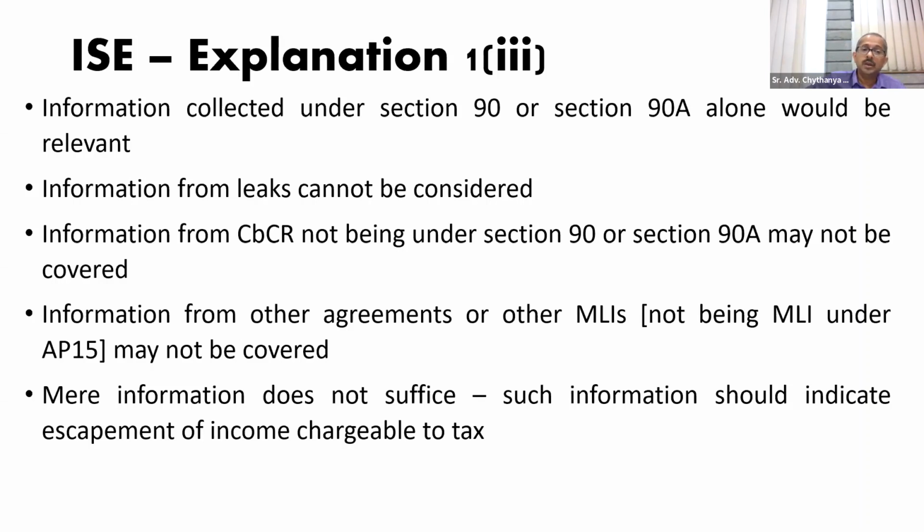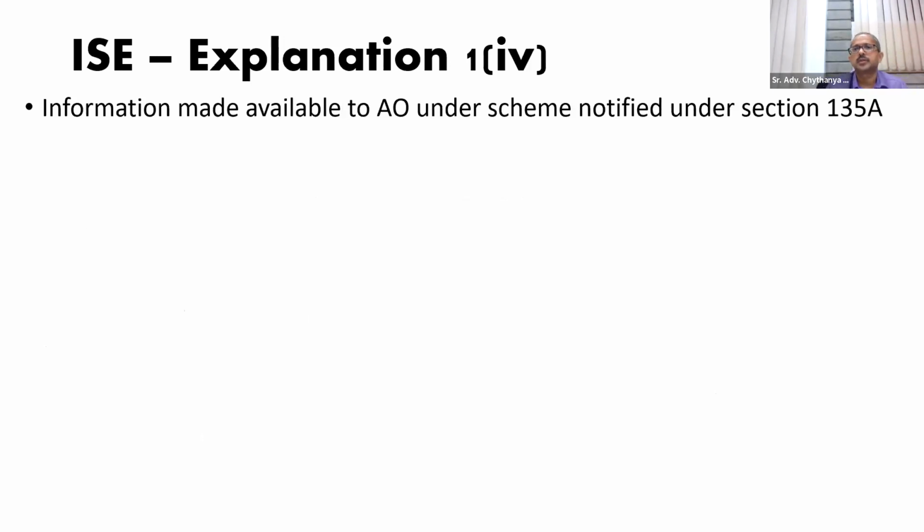And as I said earlier, mere information does not suffice. Information should indicate escapement of income chargeable to tax. L&T versus State of Jharkhand always has to be kept in mind whenever you understand this word, information. Now coming to 135A, information made available to the assessing officer under 135A.